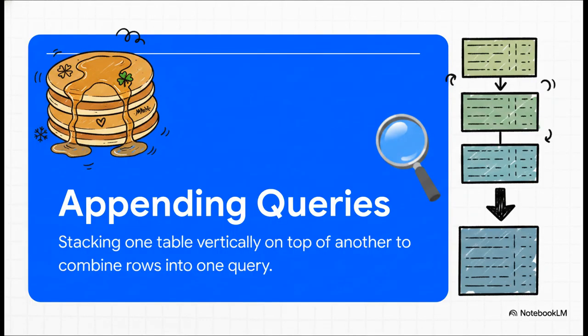Conversely, appending queries is a completely vertical action. I always like to think of this one like stacking pancakes. You use an append when you have multiple files that contain the exact same columns, but they represent different categories or maybe different time periods. If you have one table for January sales and a completely separate table for February sales, you don't want them side by side. You append them. You literally stack February right underneath January, creating one long, continuous query.